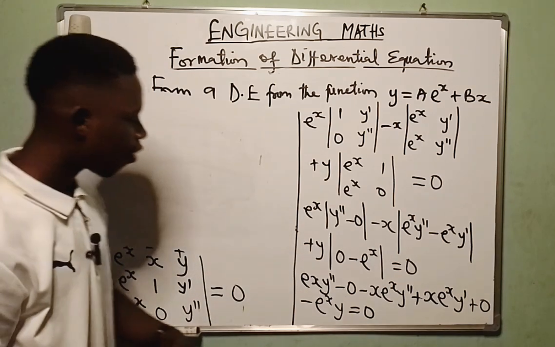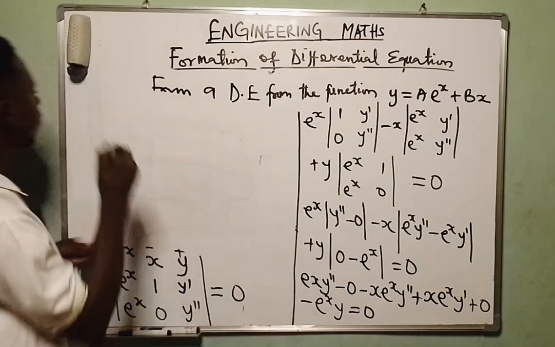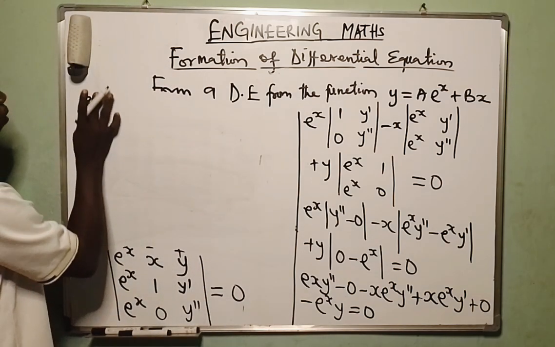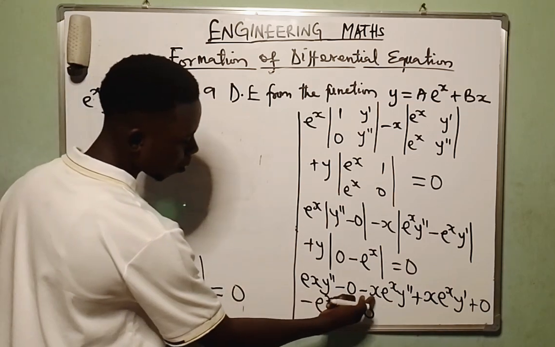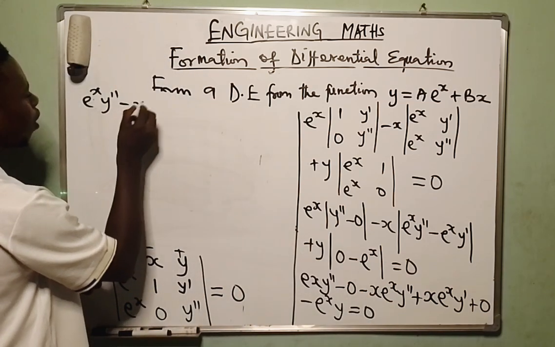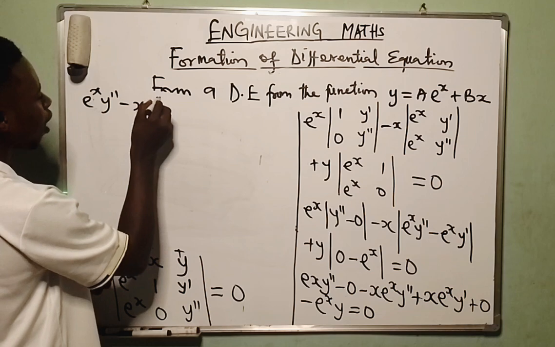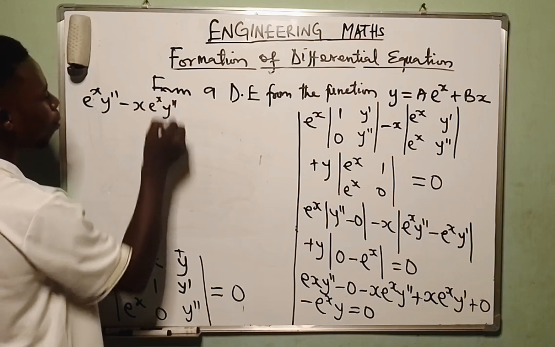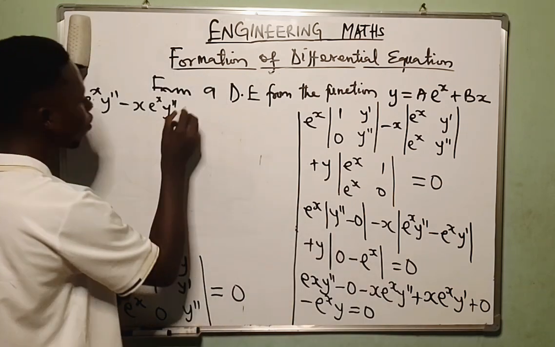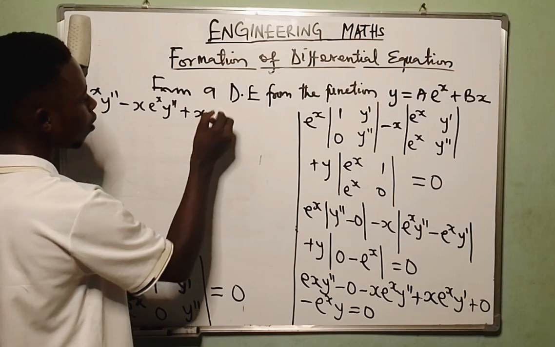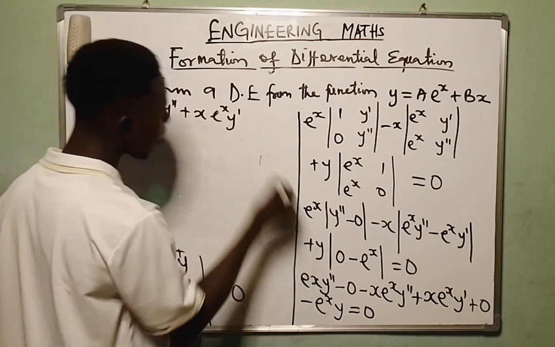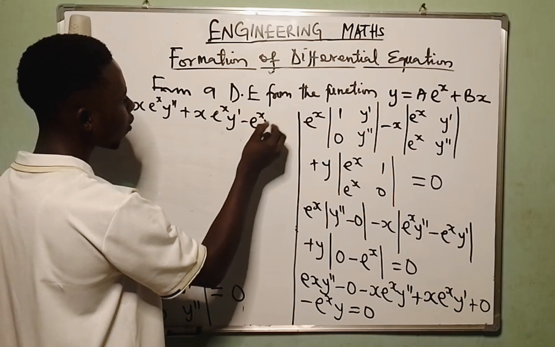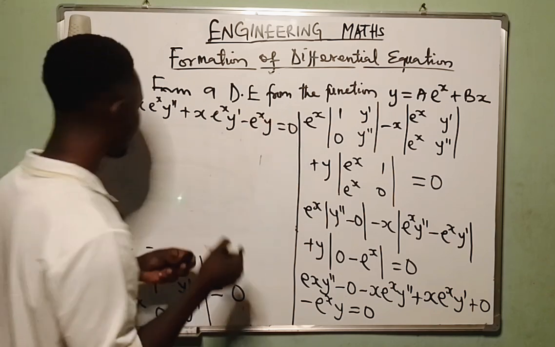Now, what do you have? You have here exponential x y prime prime minus x exponential x y prime prime plus x exponential x y prime and minus exponential x y equal to 0.